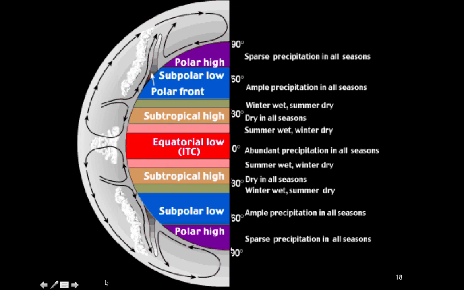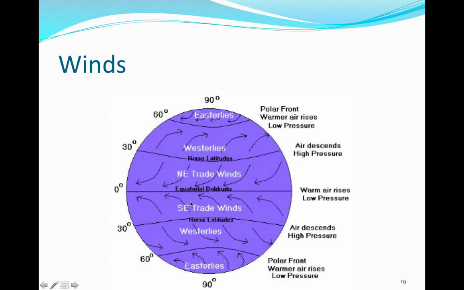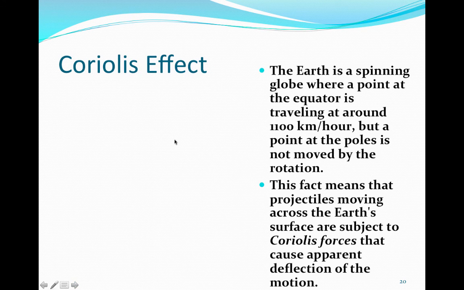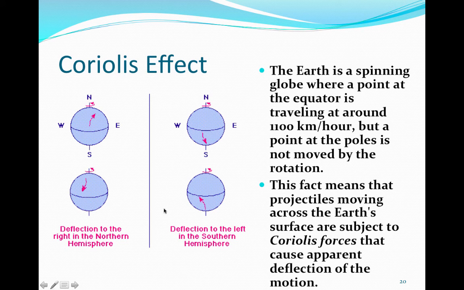Sorry about that. And why do our winds end up curving like this when you would think that they would be straight because of the convection cells? The answer is the Coriolis effect.